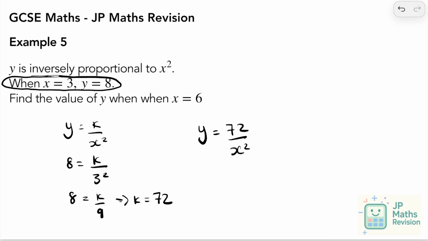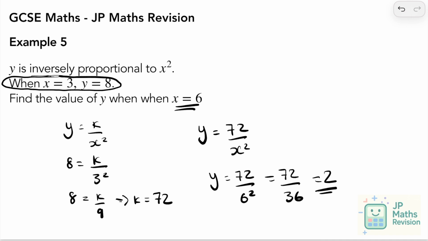And now to find out what y is, I'm going to substitute in x equals 6. So I have y equals 72 over 6 squared, which is 72 over 36, which is 2. So the answer to this question is y equals 2.